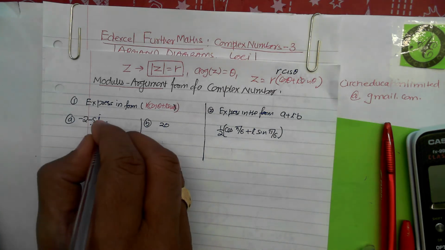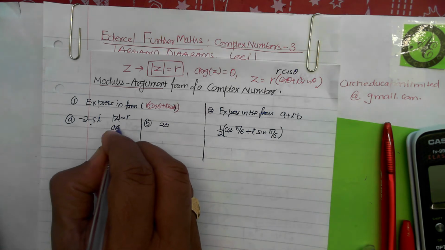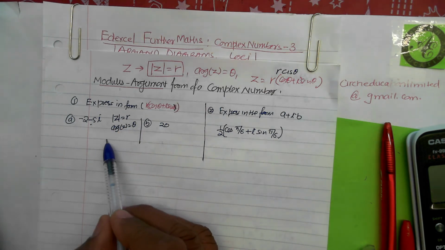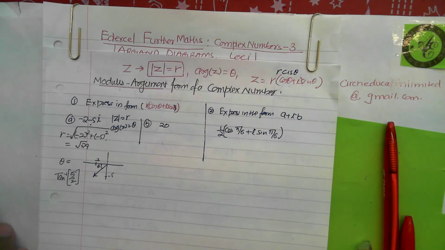So what do we need to do, guys? We need to find its modulus, which will be r. We need to find its argument, which will be theta. So that's step one. Do that for me, then we can write this in modulus argument form.